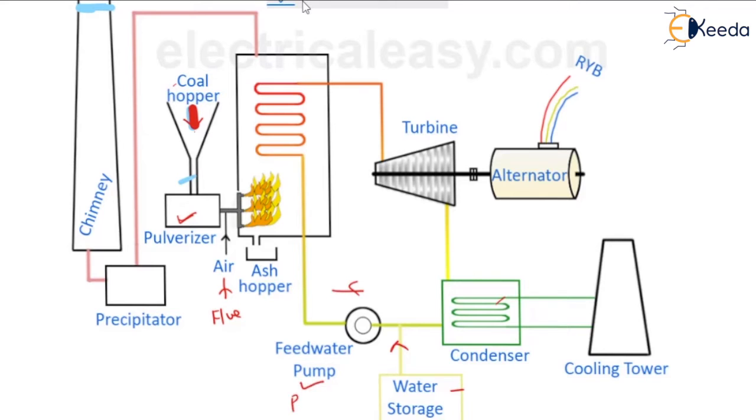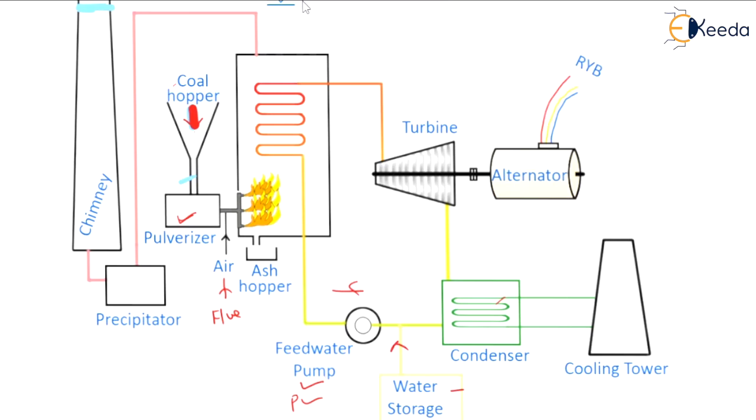Initially this is the feed water pump, where the pressure is maximum in the whole of the generating thermal station. So the water will go here. This heat will heat the water, and this water will convert into steam, and this steam will go to the turbine and rotate the turbine, so that the alternator will rotate. So this is basically the simplest diagram of this generating power station.